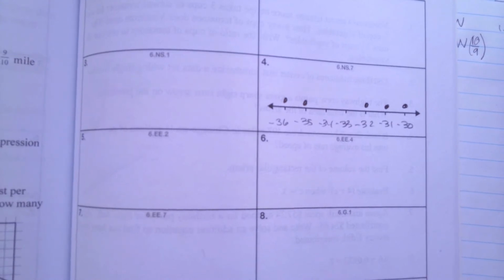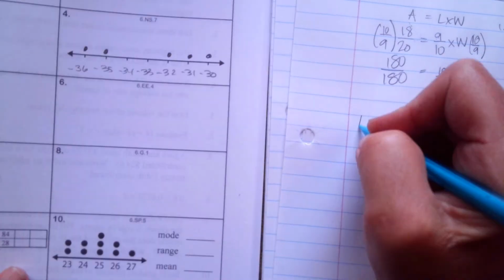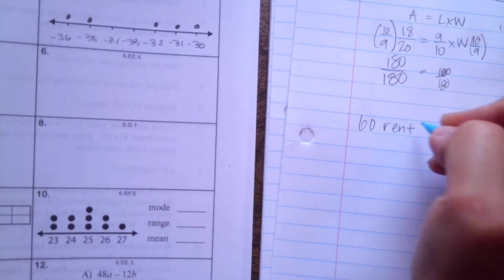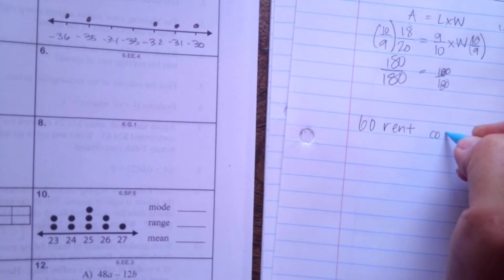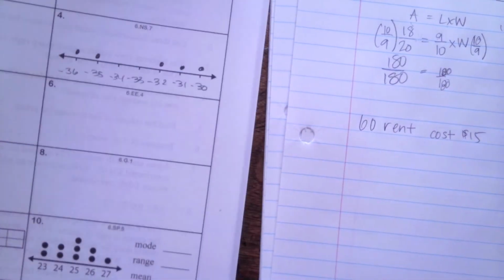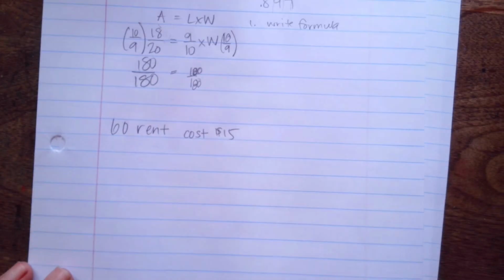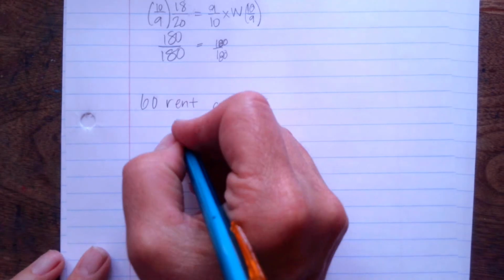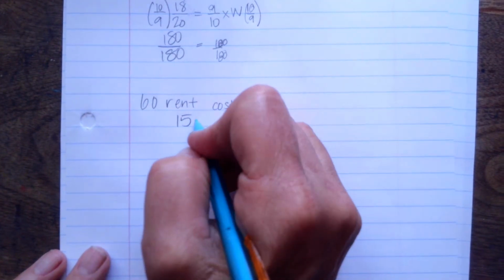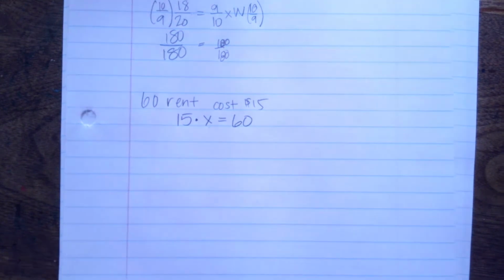So number 7. Milo and his friends have $60 to rent a canoe. The cost is $15 per canoe. It says write an equation to find out how many canoes they can rent. So we're going to do 15 times x equals 60, and x will be the number of canoes.